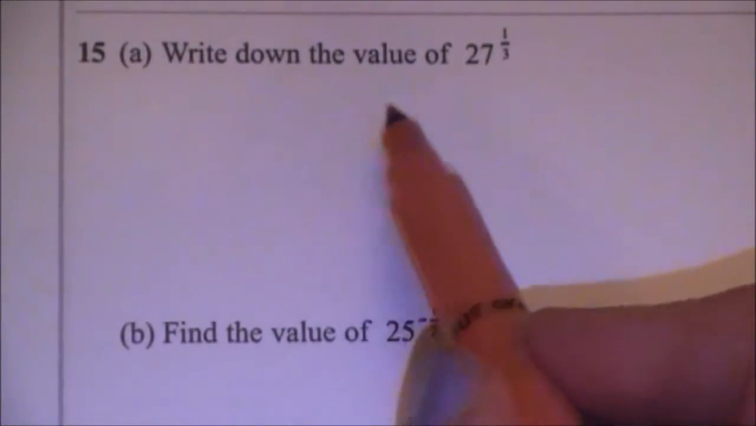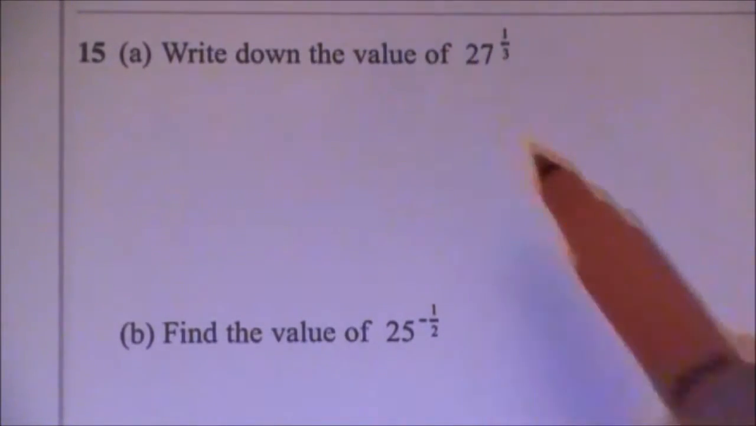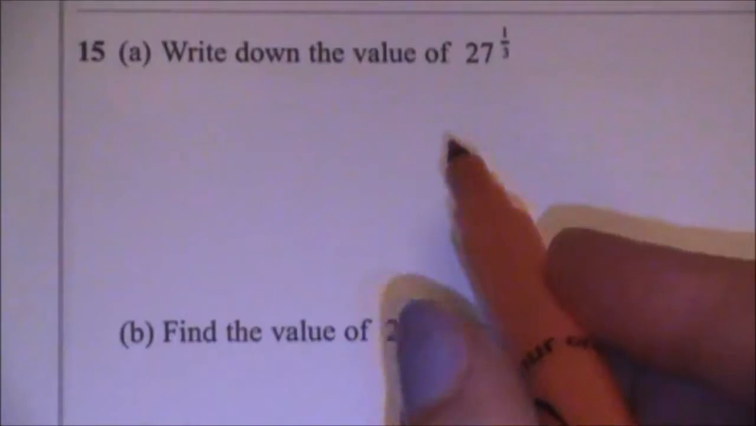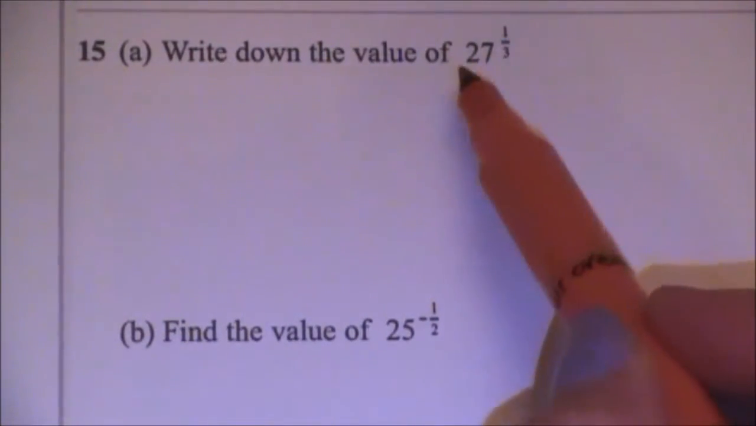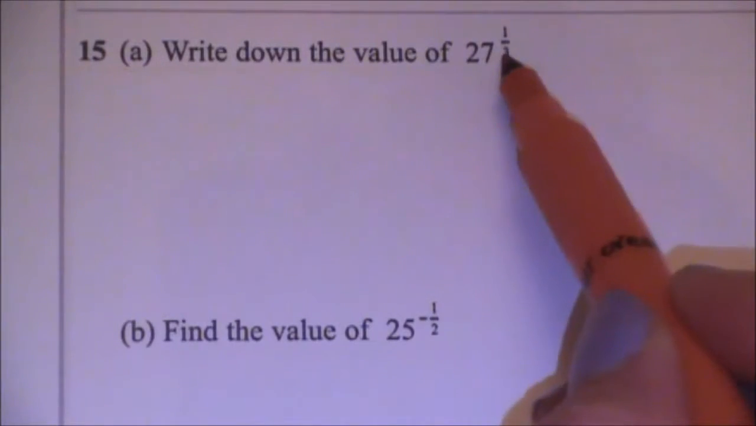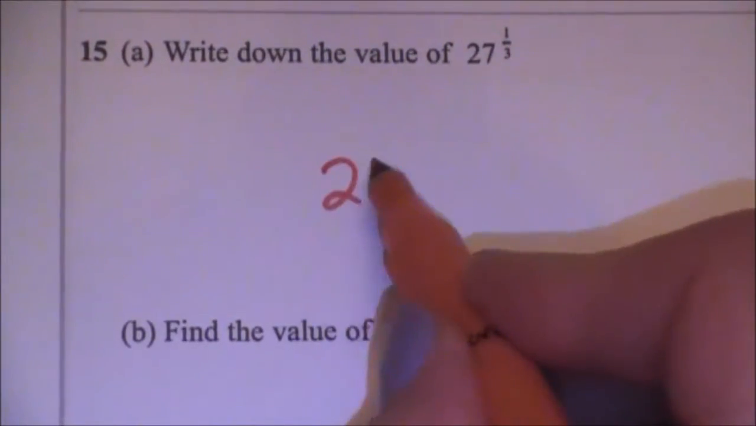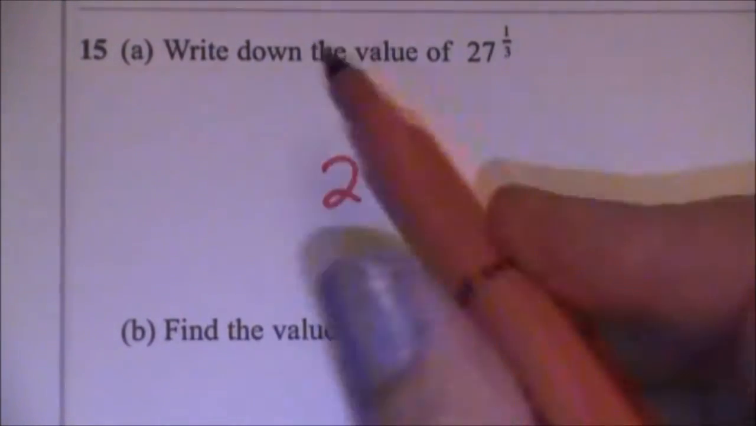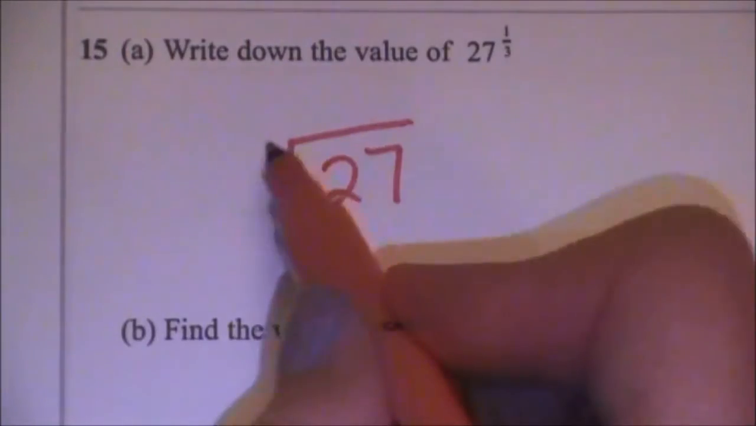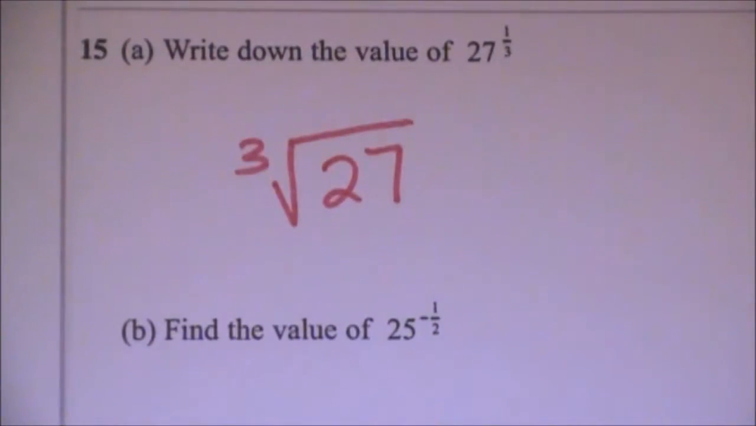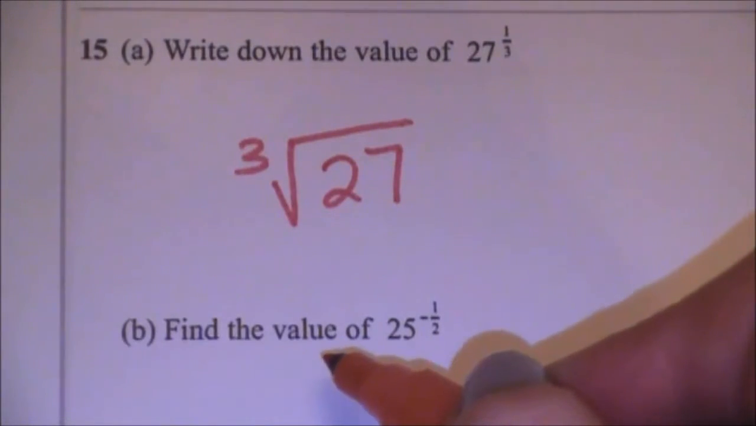So I need to write down the value of 27 to the power of a third. And in one of my last videos, I said that I use the BRAP way of thinking about it, where I've got my big number, my root number, and my power. That's when it's a fractional indice. So I've got my big number, which is 27. Whatever the bottom number of my fraction is, that is the root I'm looking for. So in this case, I'm looking for the cube root of 27.